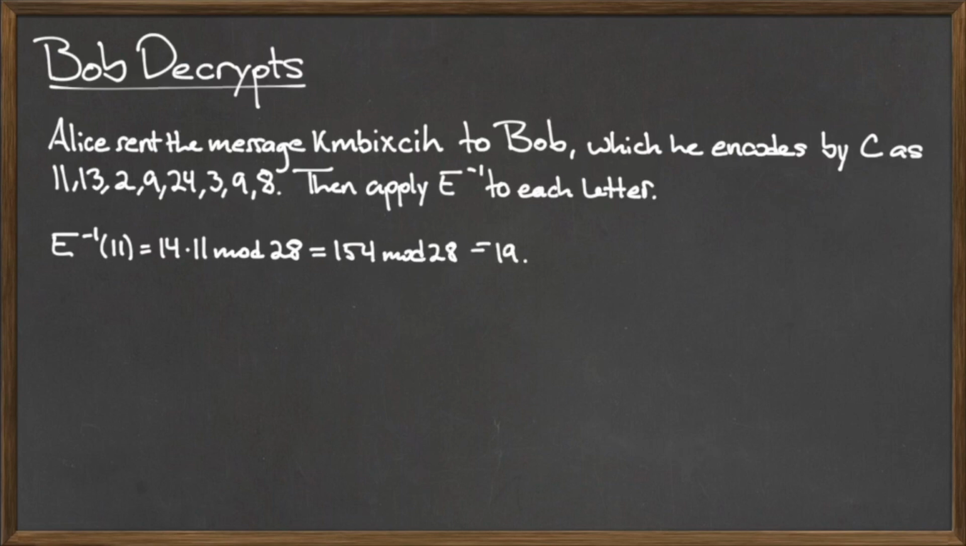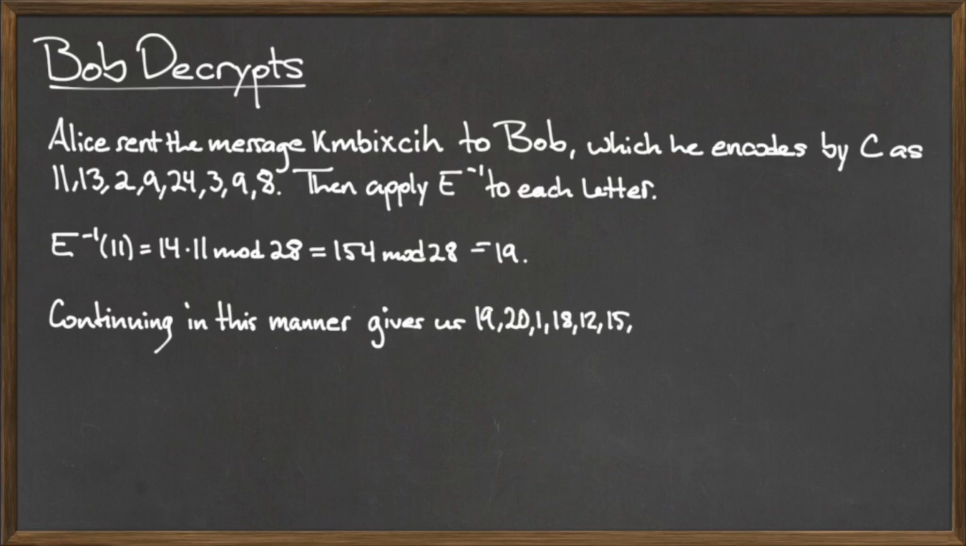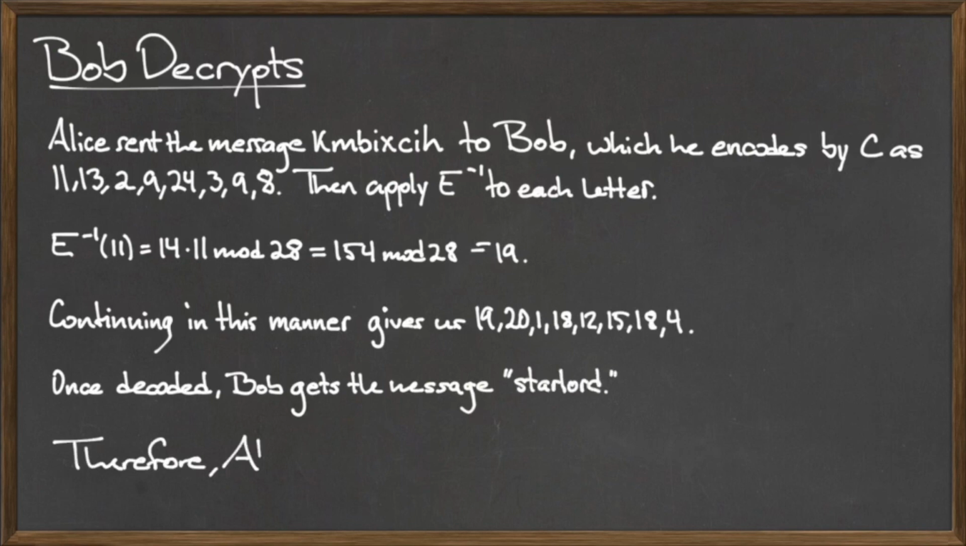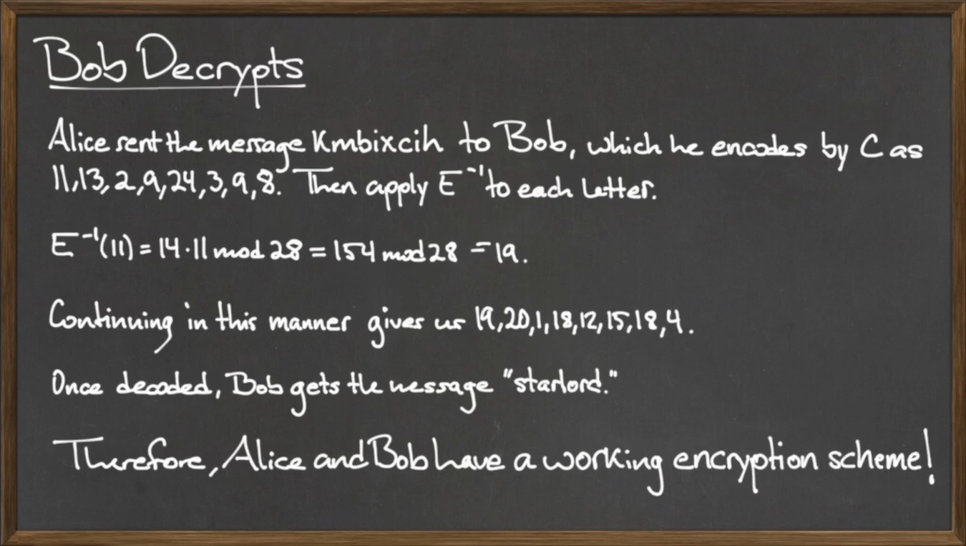For the first number, 11, Bob computes E-inverse of 11, which is 14 times 11 mod 27, which is 154 mod 27, which is 19. Applying the decryption function to the rest of the numbers in the sequence, Bob recovers the sequence of numbers 19, 20, 1, 18, 12, 15, 18, and 4. Finally, using the decoding function C-inverse, Bob recovers the original message Starlord. This shows that Alice and Bob have a working encryption scheme.